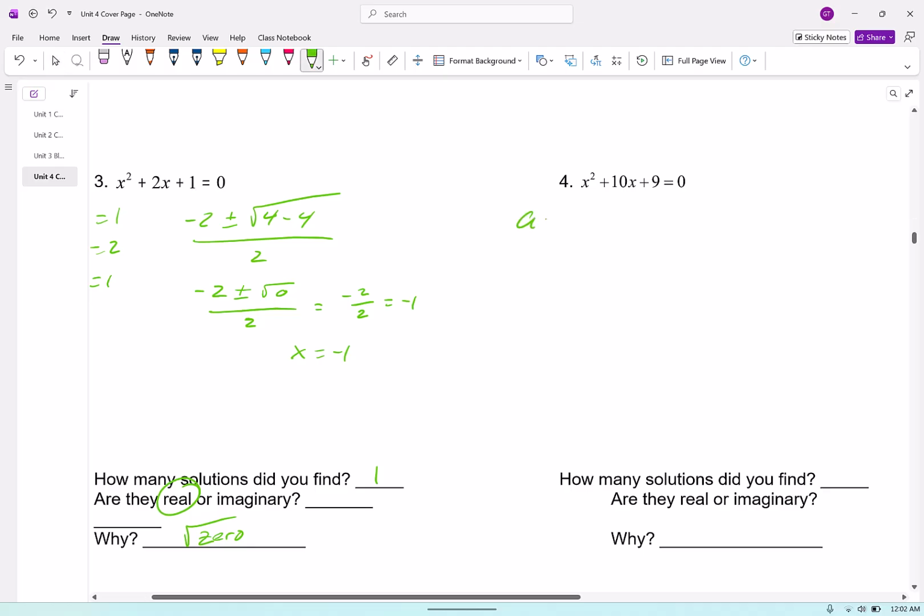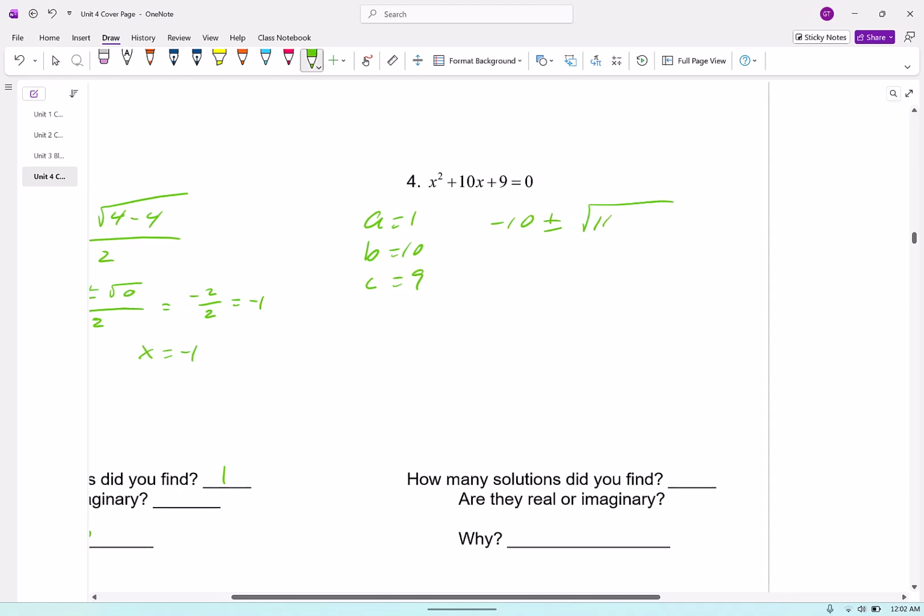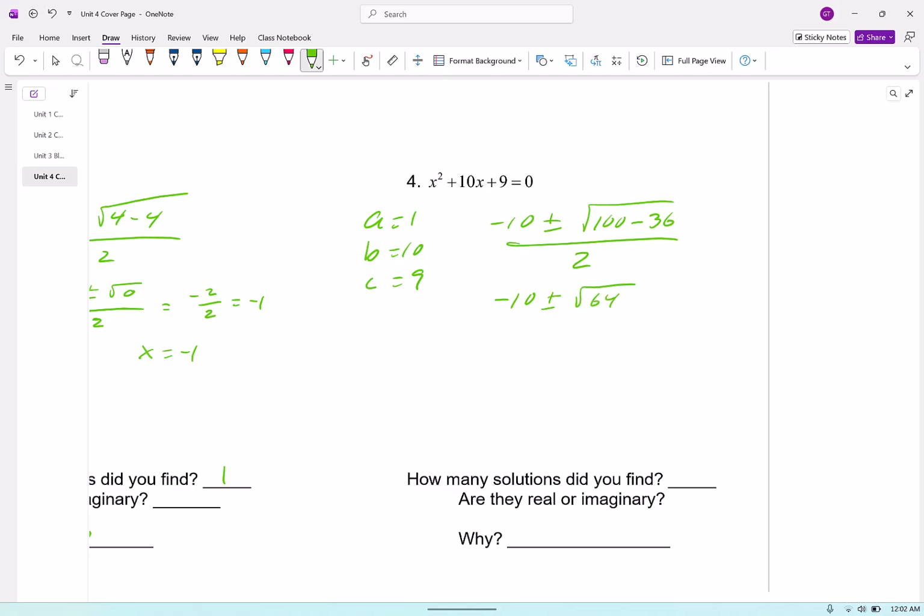All right, I got my a equals 1, my b equals 10, my c equals 9. So again, the opposite of b plus or minus the square root of b squared minus 4 times a, which is 1, times c, which is 9, so 36, all over 2a. So I get -10 plus or minus the square root of 64 over 2. -10 plus or minus 8 over 2, which equals -5 plus or minus 4.